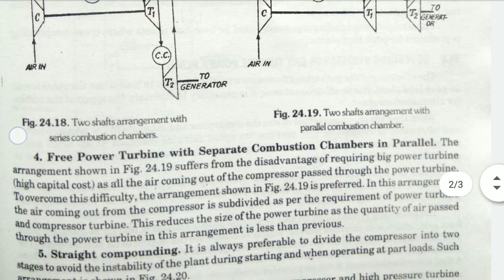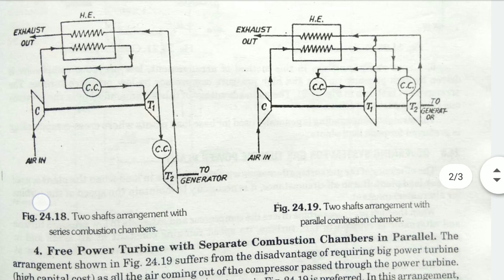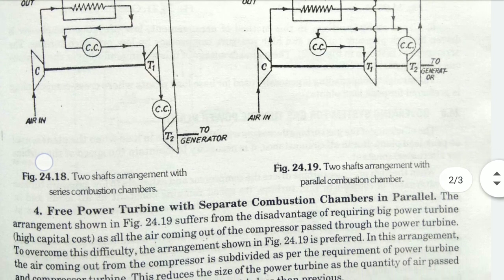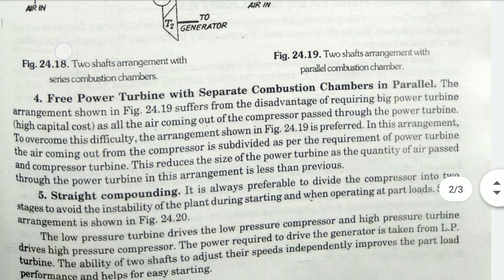So the arrangement suffers the disadvantage of requiring big power turbines, because all of the air coming out from the compressor passes through the power turbine. So whichever air is coming is passing through the turbine. So this arrangement is shown to overcome this difficulty of the series. To overcome it, the parallel arrangement is preferred.